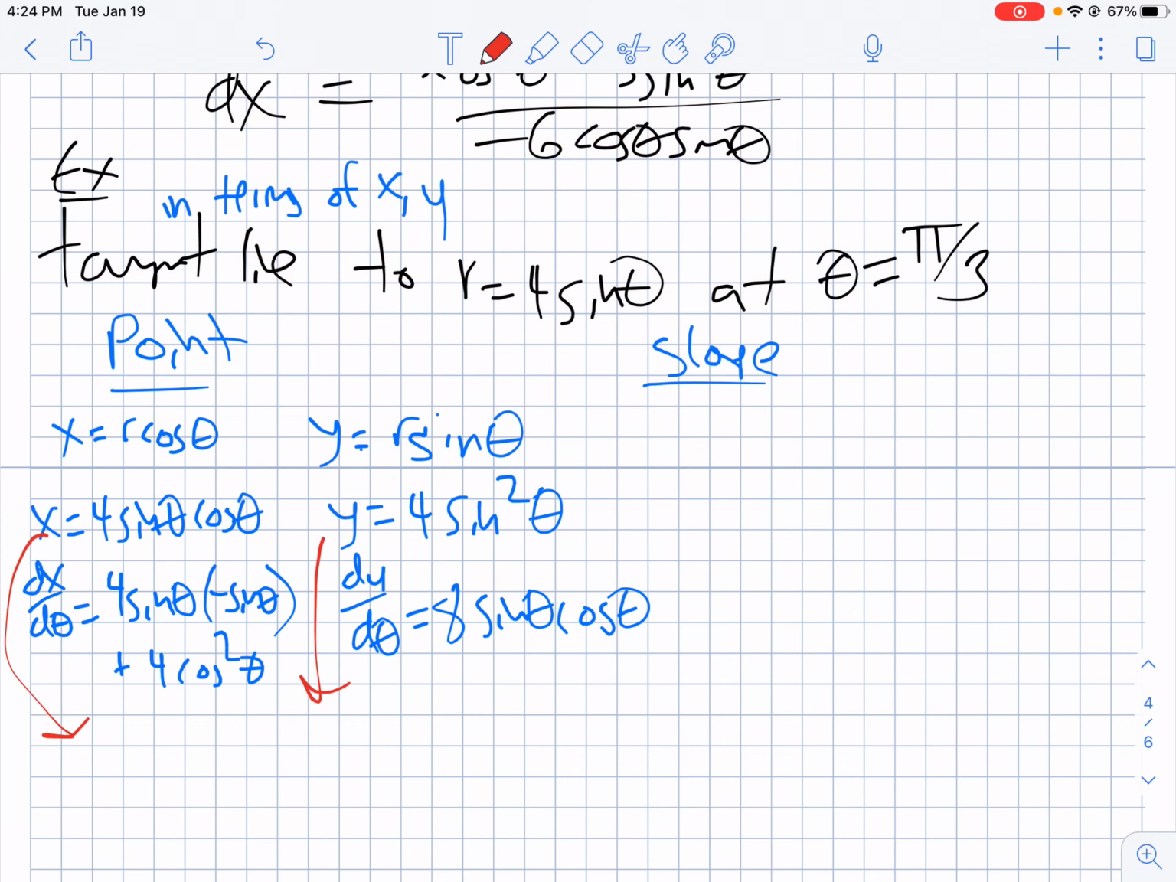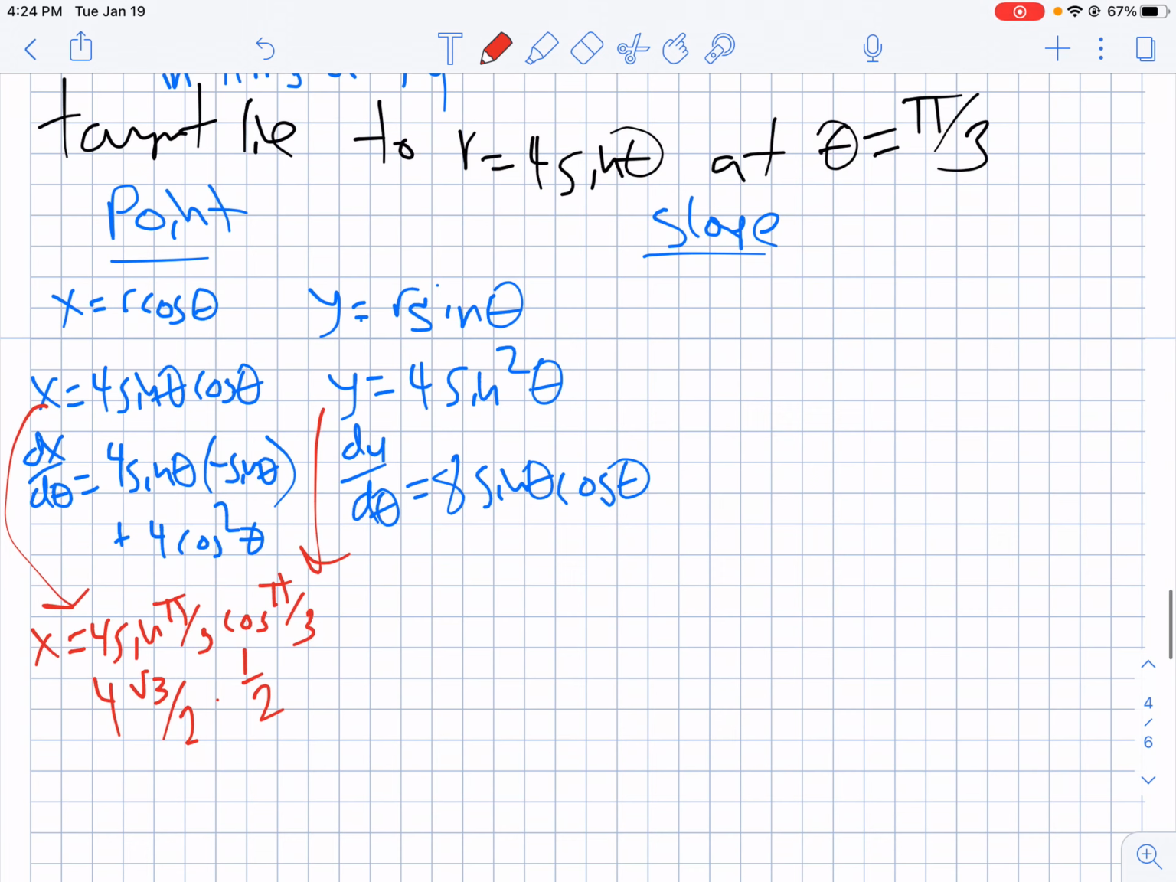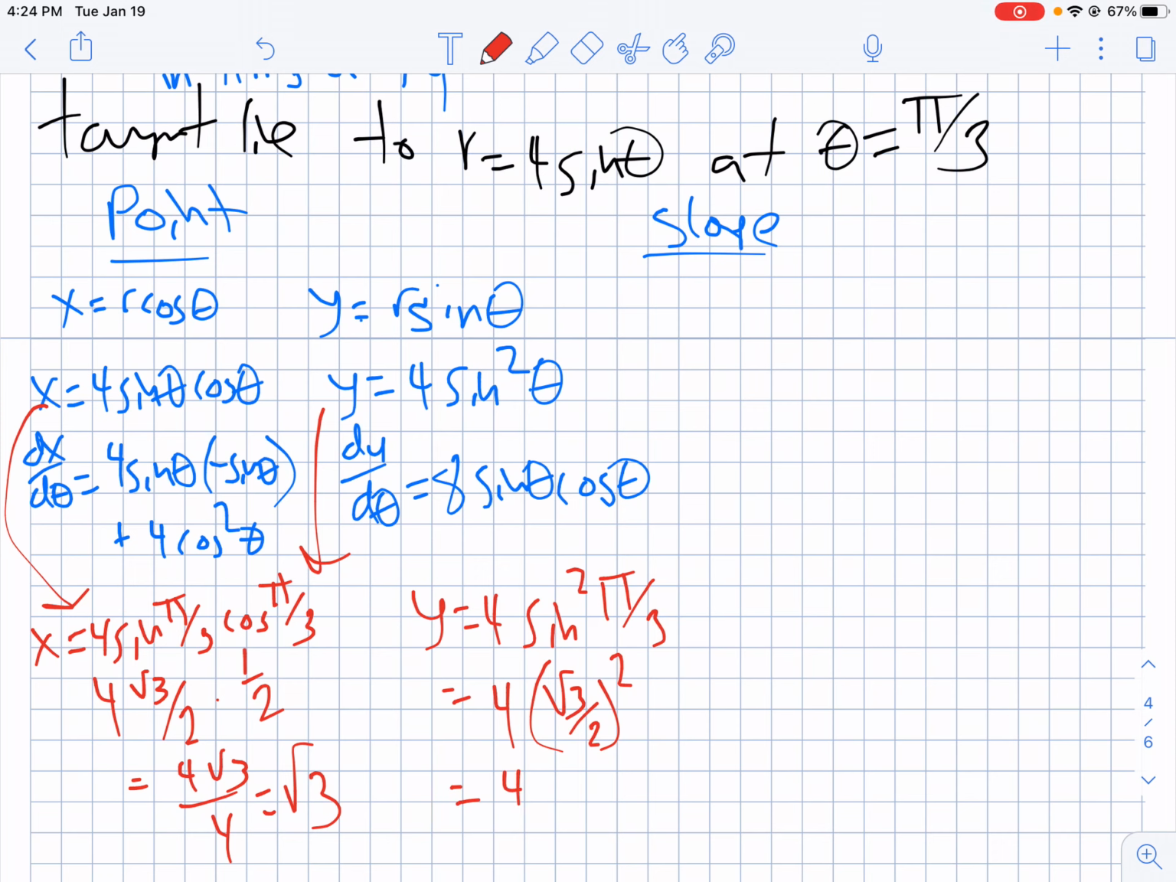So the x value there, so x is 4 times sine pi over 3 times cosine pi over 3. So that's 4 times root 3 over 2 times 1 over 2. That worked out really nicely because this just turns out to be 4 root 3 over 4, which is just square root 3. Whereas here my y is just 4 times sine squared of pi over 3. And the sine of pi over 3 is root 3 over 2. Wait, is it? I feel like I screwed this up. No, that sounds right. So the sine of pi over 3 is root 3 over 2, squared. So that's just 4 times 3 over 4, which is just 3.